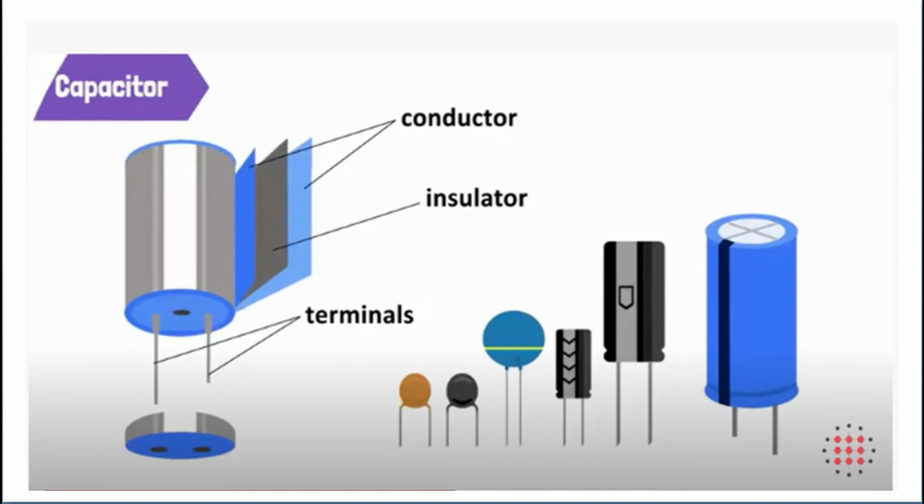Here is the capacitor. There are two conductors known as plates and an insulator in between them. Conductors are those which conduct electricity and insulators are those which do not conduct electricity. So the two plates, one is dark blue and one is light blue, are the conductors, and in the middle of them the dark gray part is the insulator.